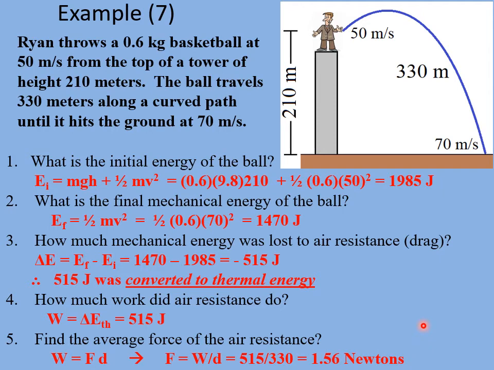Okay, so just to summarize this problem, this one was a little trickier because we had 3 different types of energy involved here. We had potential energy, where it started. We had kinetic energy. And then some of that energy was converted into thermal energy via drag or air resistance. But all the energy adds up, right? The total energy that it started with here, which was 1985, was equal to the total energy down here, 1470, plus the thermal energy, 515. So no energy was created or destroyed in this problem. It was just converted to different forms.